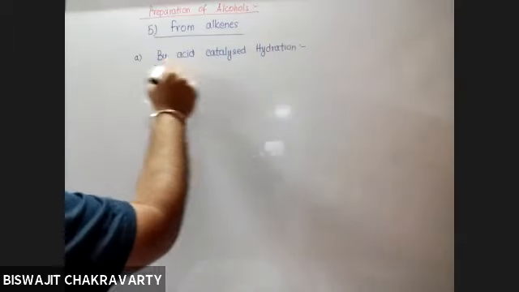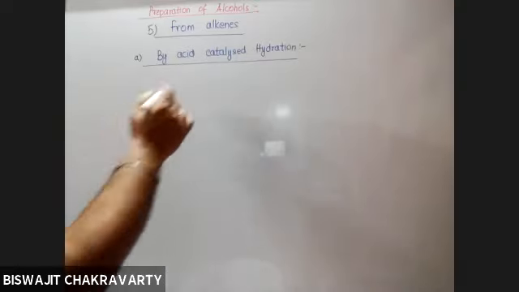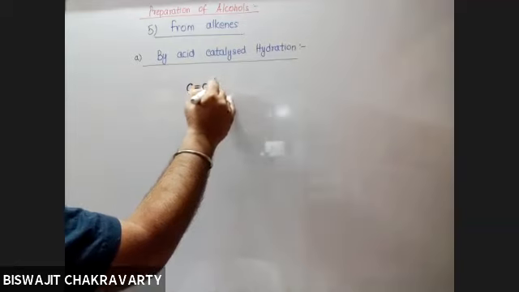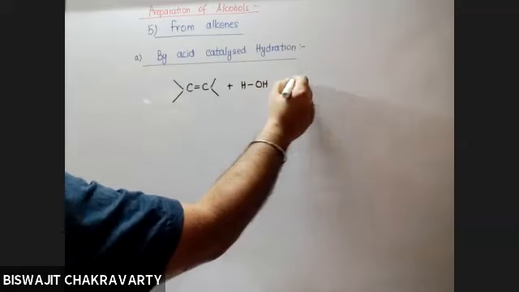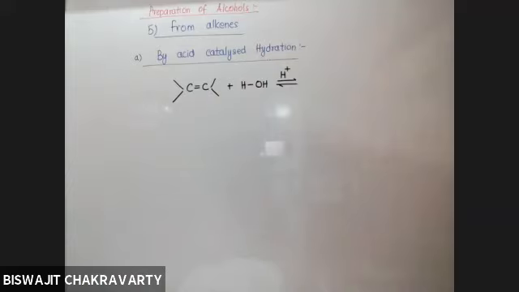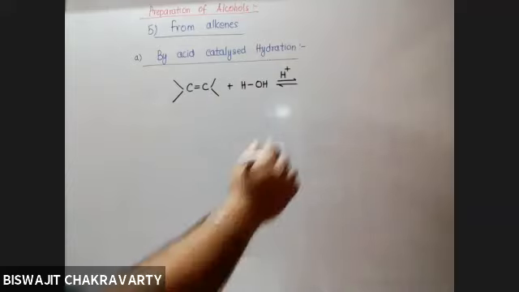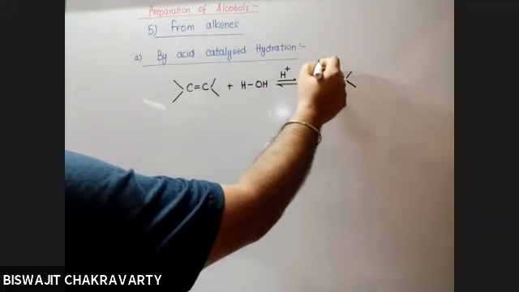By acid catalyzed hydration. Now, what is the meaning of the term acid catalyzed hydration? It means that you are adding water in the presence of an acid. So that is the meaning of acid catalyzed hydration. So if you consider any alkene and treat this with water in presence of an acid as a catalyst, then there will be addition of water around the C double bond C in this manner.